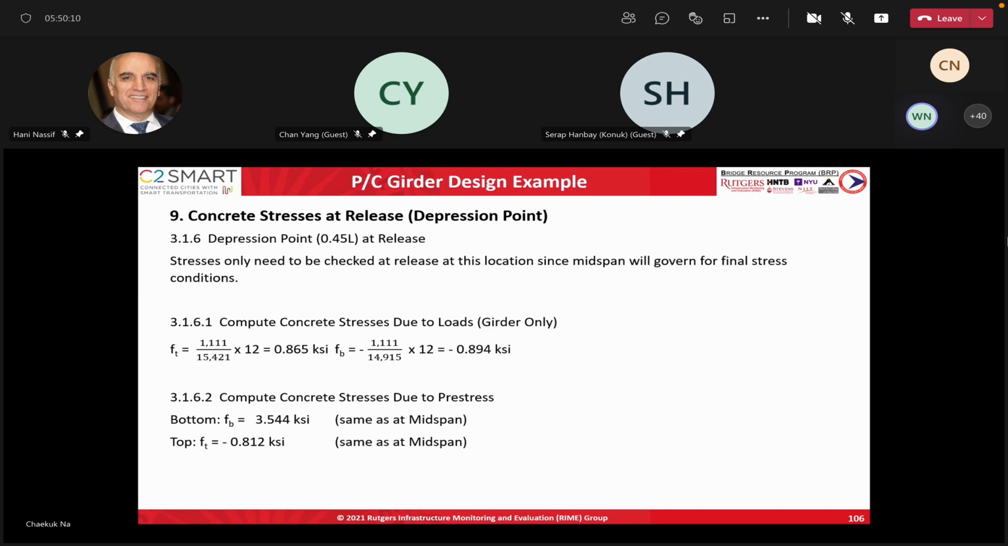Okay, so another check, which is just the same procedure. We're not gonna spend too much time on that. It's at release at the depression point. Now, you might argue, why do we need to check at release if we already checked at midspan and at support? Well, at the depression point, the dead load moment is less. So the counteracting to the camber is less. So it might be critical at a different location than at midspan.